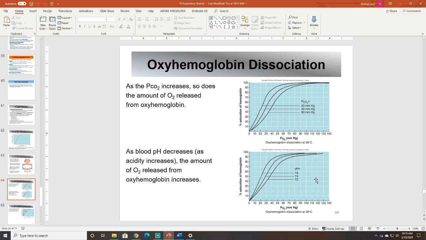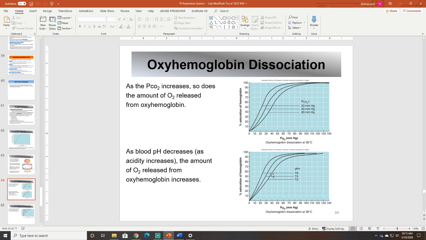Or one more way we could look at this is if you want to look at, let's look right here. At 40 millimeters mercury, what is the saturation of hemoglobin? Okay, at 40 millimeters mercury, which is the normal partial pressure of oxygen as we leave the tissues, how much oxygen is bound to hemoglobin? Under normal conditions, that's right here at about 75%. Under acidotic conditions, it's going to be down here at about 55%.